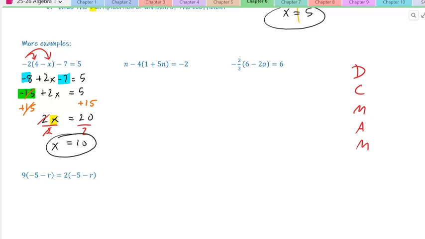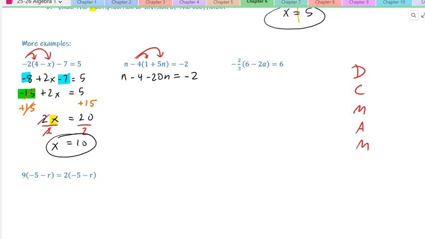Okay, let's take a look at the next one. Distribution. Yes, there's distribution because we need to multiply the -4 times 1 and -4 times 5n. And yes, that is a -4. So now the n is just going to come down. Now, -4 times 1 is -4. And -4 times positive 5n would be -20n equals -2. You only multiply by the things that are inside the parentheses.